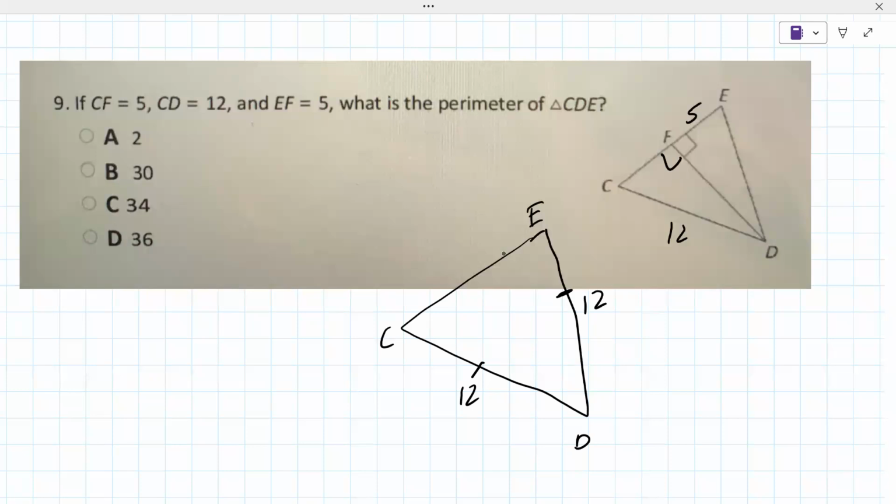How are you doing on this one? Pretty good. Is it 34? This is 10 because they're both 5. They're congruent. These are congruent. Then you just add them up. So there you go.